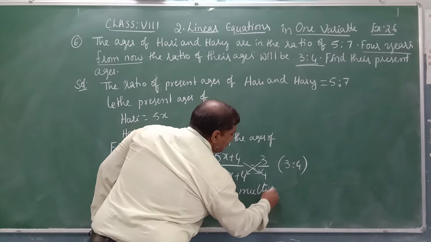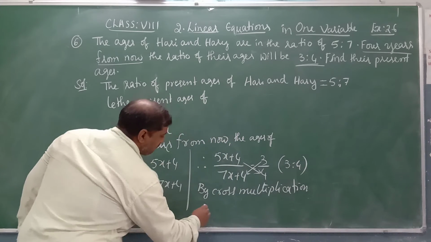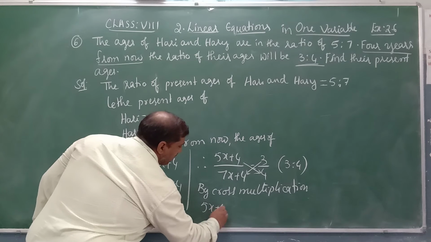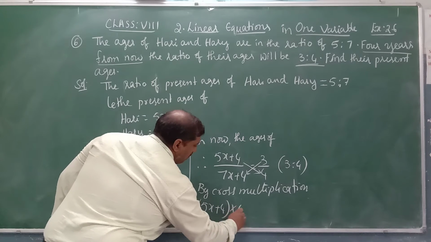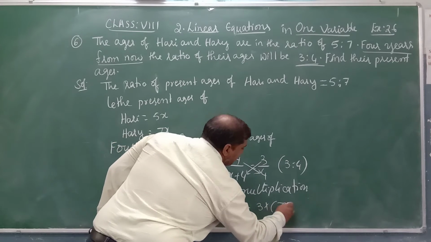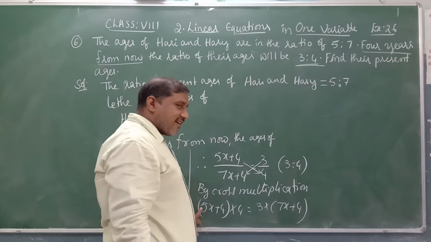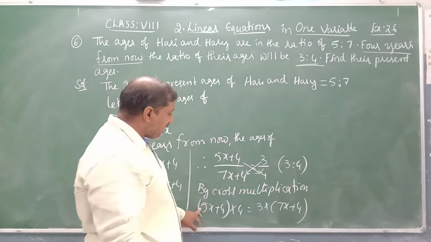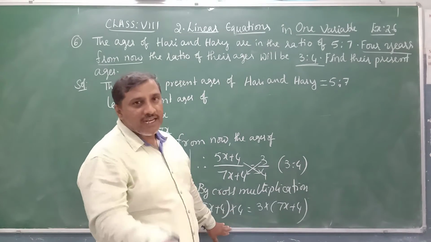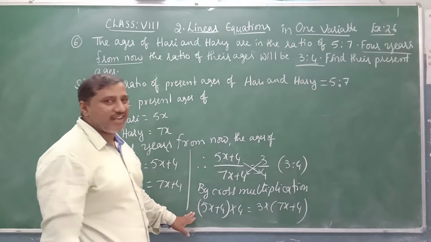So what are the products which we get? Yes, that is 5x plus 4 multiplied with 4, and 3 multiplied with 7x plus 4. Now you multiply. So 5x which is plus 5x. Multiply the arithmetic signs, then you multiply the numerals, then you multiply the variables. Here we have only one variable.